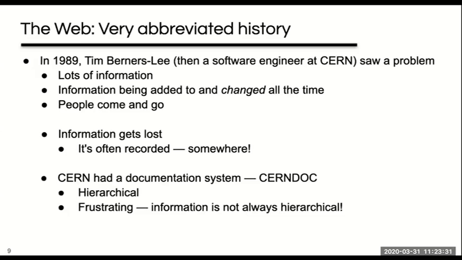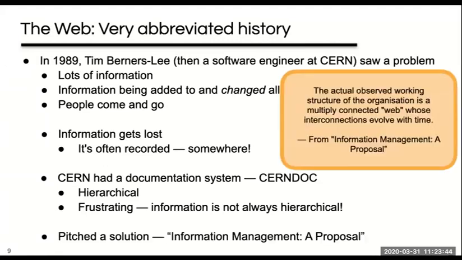And he also found that CERN's existing documentation system, which is called CERNDoc, was lacking. It was strictly hierarchical, but he didn't think that really fit with their information or their organization. And so he pitched a solution in the form of a document called Information Management, a Proposal in 1989, in which he said, "the actual observed working structure of the organization is a multiply connected web whose interconnections evolve with time." And by the end of 1990, this proposal had turned into the start of the web.